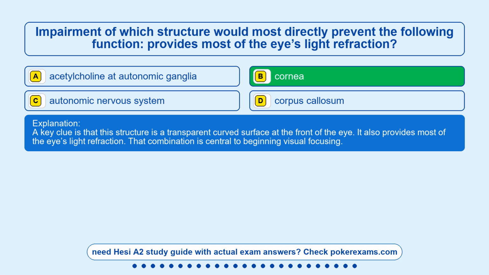A key clue is that this structure is a transparent curved surface at the front of the eye. It also provides most of the eye's light refraction. That combination is central to beginning visual focusing.